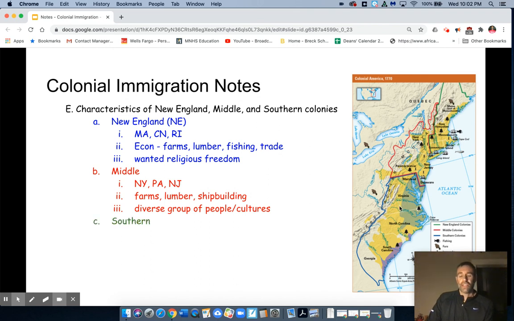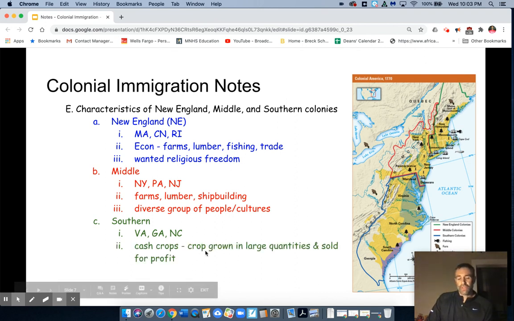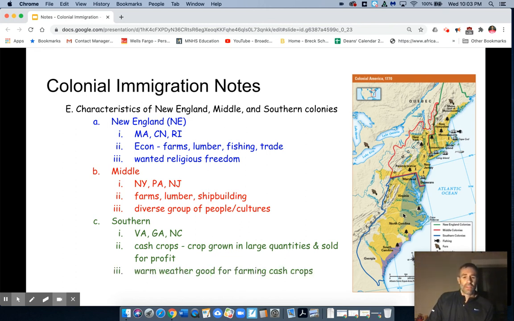Then we have the southern colonies. And the southern colonies are going to include Virginia, Georgia, North and South Carolina. And cash crops come out of there. So that's a crop grown in large quantities and sold for profit. And that's what this yellow and this darker color are, which is probably tobacco and indigo farming and grain farming, which later would become cotton. And it's the warm weather that allowed for farming the cash crops. You could do it for a much longer season. And initially they relied on indentured servants, owned by the few rich people that own the land. And eventually those indentured servants turned into enslaved labor. And we'll talk about that story and how that transition occurred.